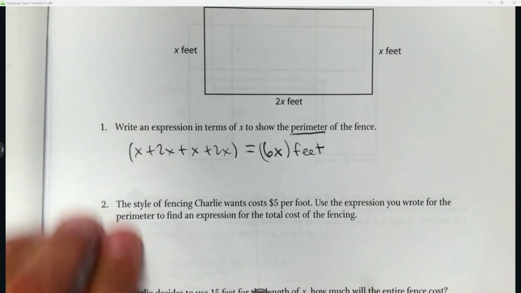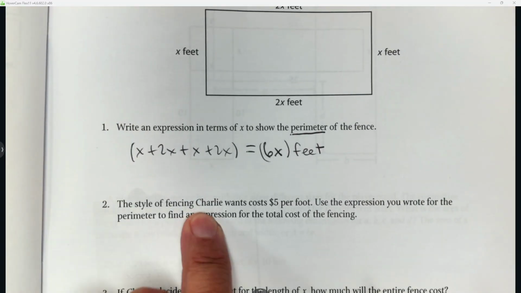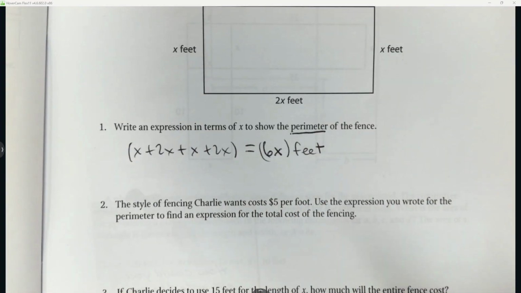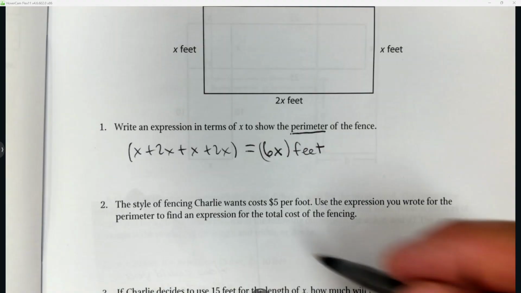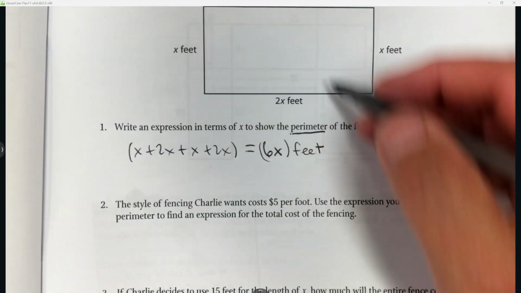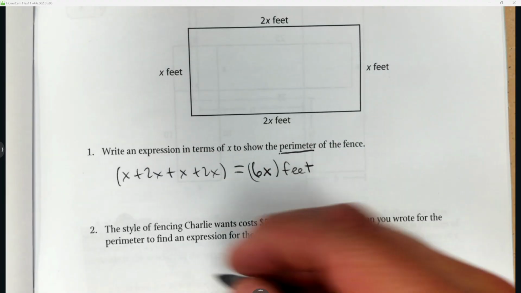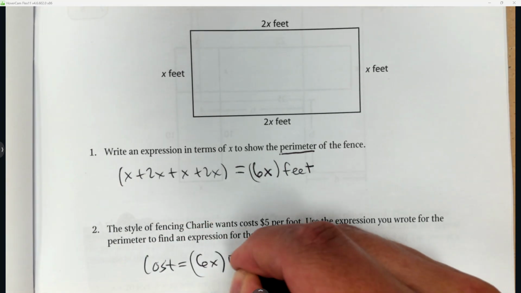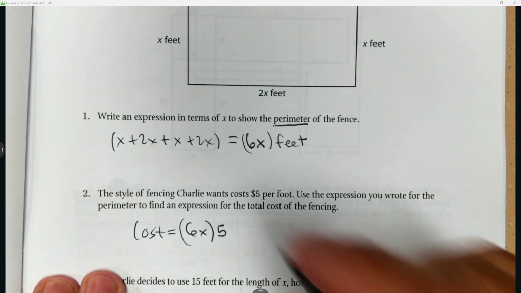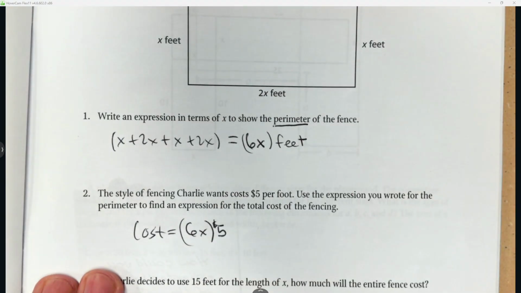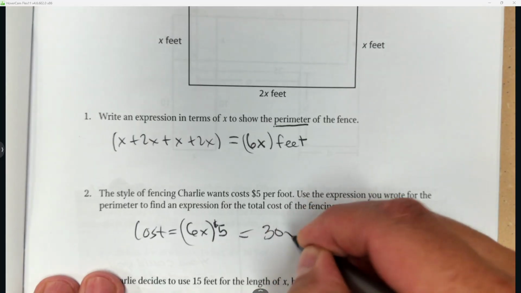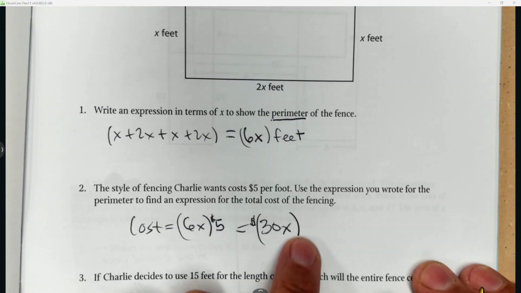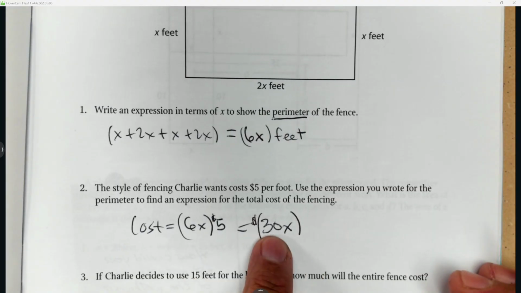In the second part, it says the style of fencing Charlie wants costs $5 per foot. Write an expression to represent the total cost, or how much it would cost to fence everything, which is the perimeter. So the perimeter is 6x, and we multiply that times $5, and that together would give me 30x, and that would be in dollars. So if I know what x is, I multiply it times 30, and that would give me the cost.